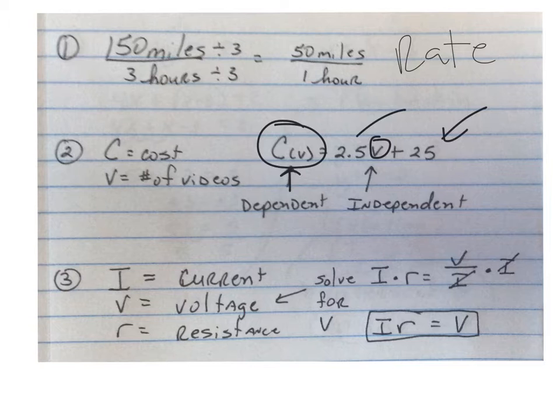Number 3, you have I, V, and R. You have to solve for V. V is up here, so that means you have to get rid of the I, so you multiply both sides by I. And then I times R is IR, so V is equal to IR.